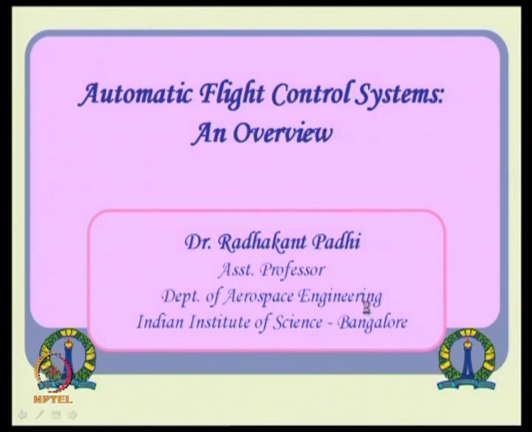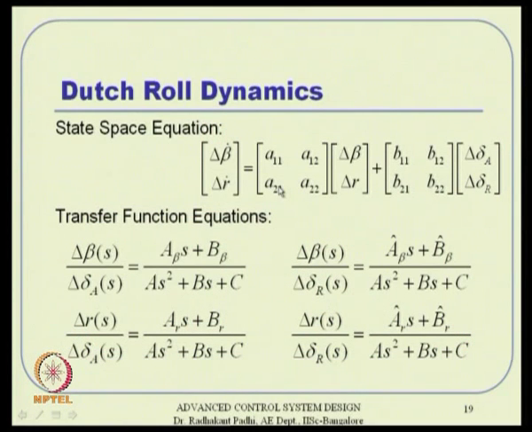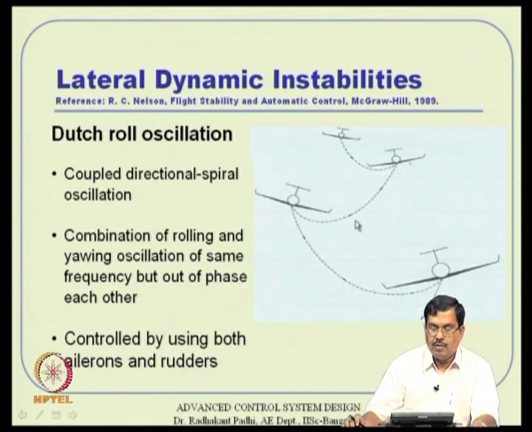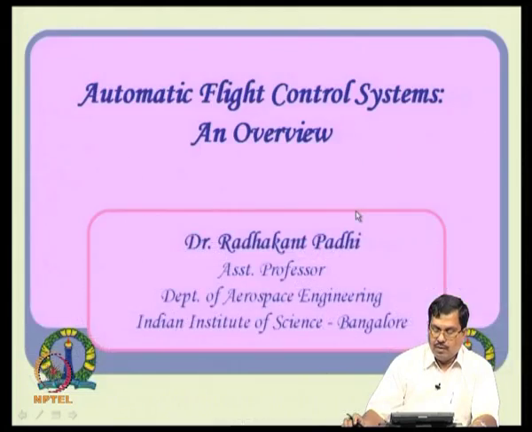So that is a quick overview of what we have already done before. We have derived the six-DOF equations, we have derived the linearized equations, we have discussed lateral instability, longitudinal instability, the short period and long period modes, and Dutch roll, all sort of things. This was just a quick overview. Okay. Now, coming to the flight control system overview.